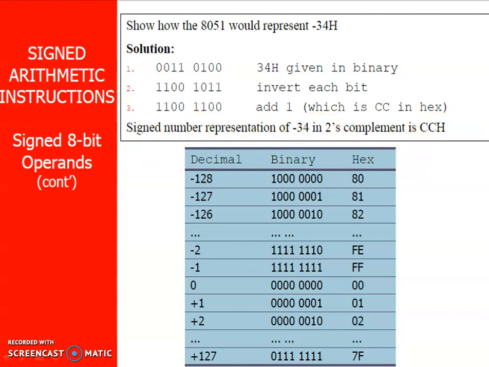In this manner, you have to find out the equivalent value. So these are the ranges given here. For negative numbers, it is minus 1 to minus 128, whereas for positive numbers, it is 0 to 127.